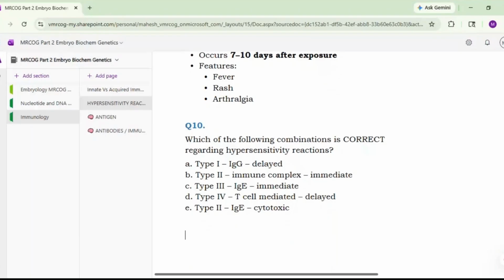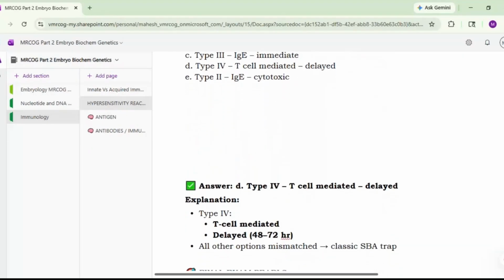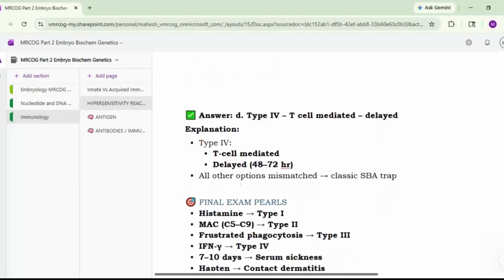Next. Which of the following combinations is correct regarding hypersensitivity reactions? Type 1 IgG delayed, no. Type 2 immune complex immediate, no. Type 3 IgE immediate, no. Type 4 T cell mediated delayed, yes. Type 2 IgE cytotoxic, no. So option D, type 4 T cell mediated delayed. Yes, type 4 is a T cell mediated delayed hypersensitivity reaction, cell mediated, 48 to 72 hours. All other options are not matching. So classically this can be asked.